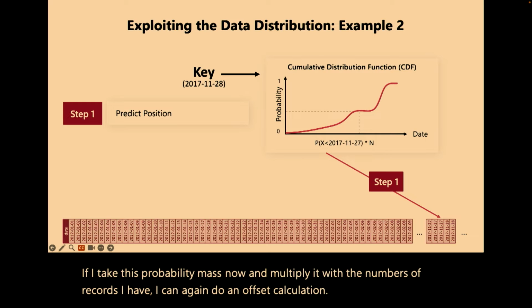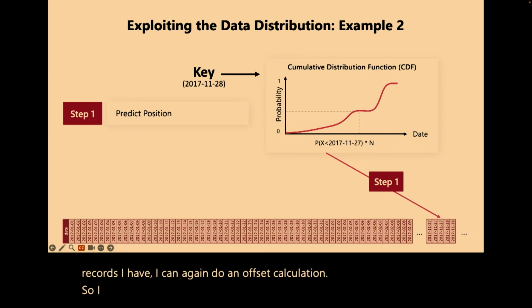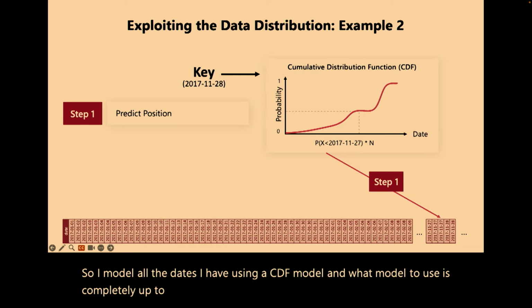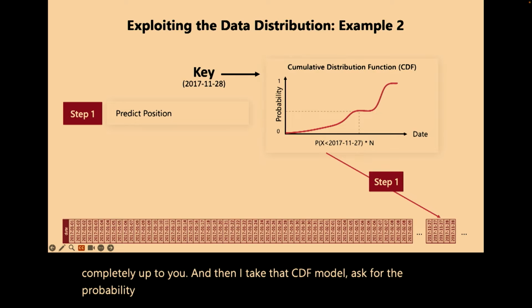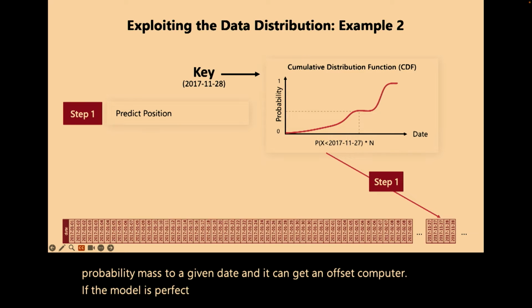Right? So I model all the dates I have using a CDF model, and what model to use is completely up to you. And then I take that CDF model, ask for the probability mass up to a given date, and I can get an offset computed. If the model is perfect, that's the only thing I need to do, and done.